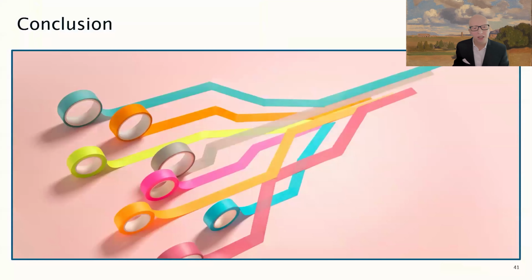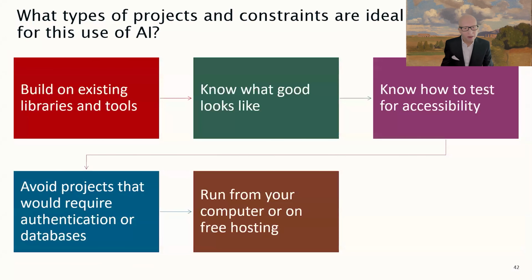So to conclude, I've shown you tools I've built to demonstrate what's possible, but what about the how? So in my experience, building on existing tools and libraries works best, standing on the shoulders of giants. And you need to know what good looks like so you recognize a usable result when you get there. And while we can guide LLMs to create accessible web pages, we must test them ourselves. Accessibility knowledge is essential to benefit from this approach.